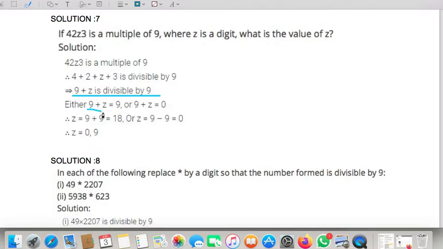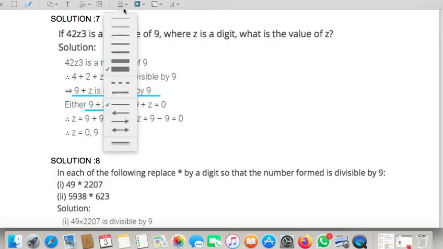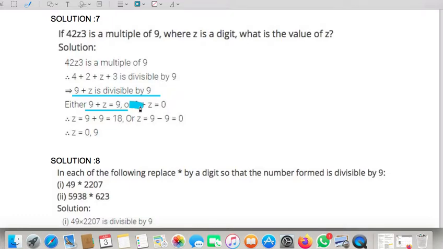To make 9 plus Z divisible, what can I take? Let's start. 9 plus Z can be equal to 9 first of all, because if I talk about the multiples of 9, the table of 9, the first value that comes is 9 ones are 9. So 9 plus Z can be equated to 9. Now what do I get as the value of Z? Z is equal to 0 because 9 minus 9 is 0. So I get the value of Z as 0.